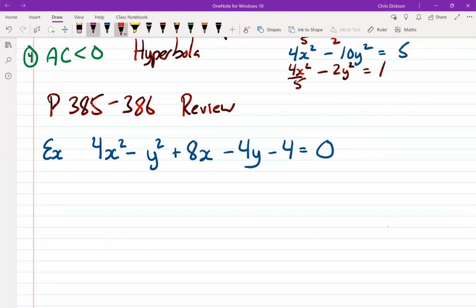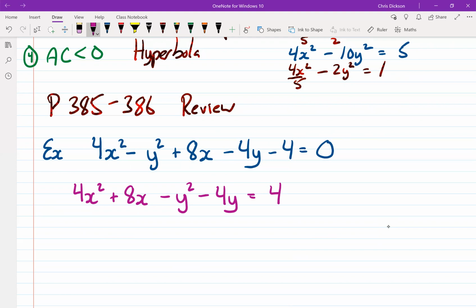Okie dokie. So I'm going to complete the square by rearranging my terms a bit. So 4x squared plus 8x minus y squared minus 4y is equal to positive 4. Okay, so I'm just going to rearrange it to group my x terms and my y terms together. Now you could have put y at the beginning or not. I kind of like it where it is now because I see it being negative, and that's kind of making me think this is most likely going to be a hyperbola.